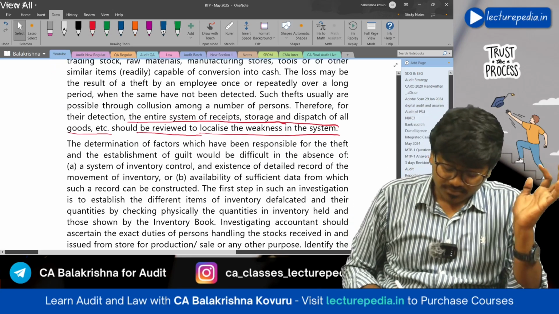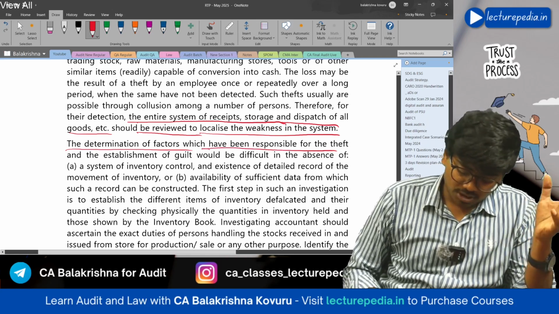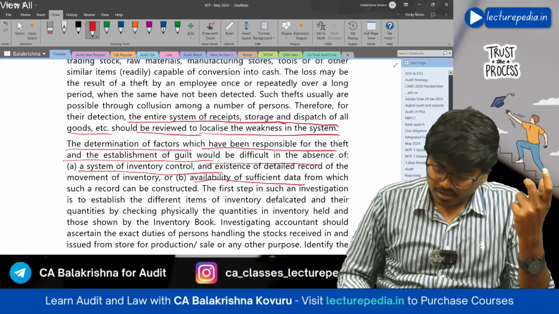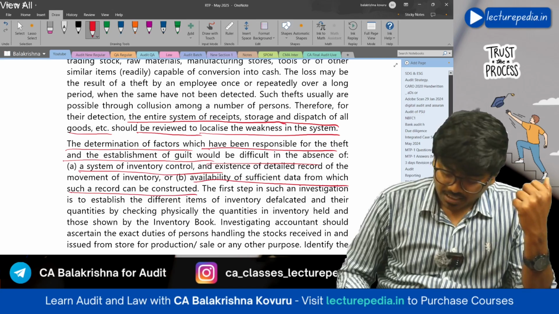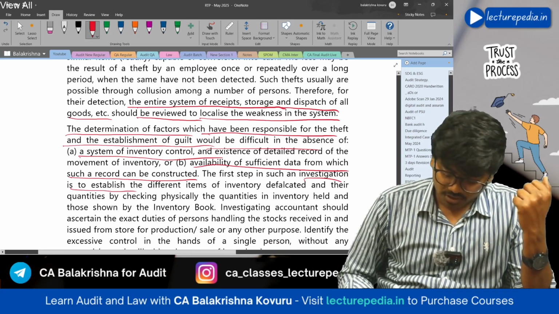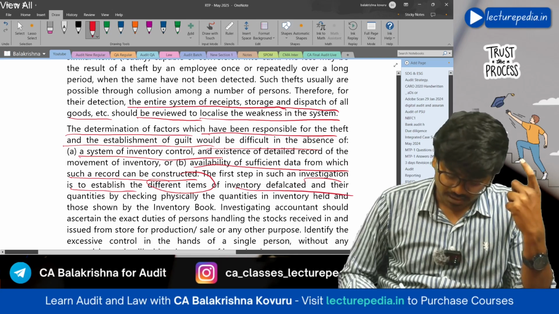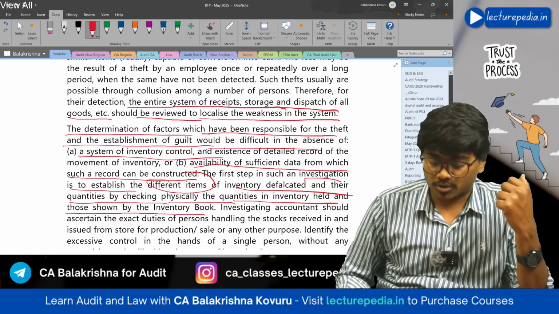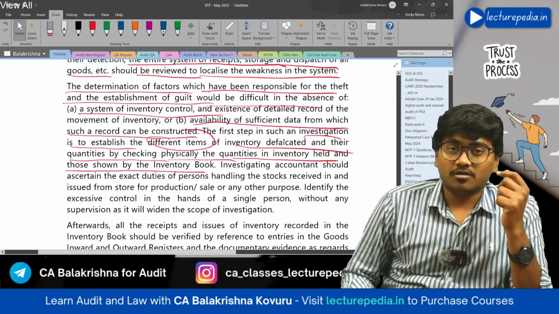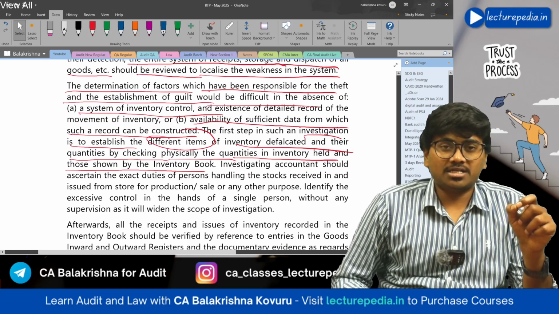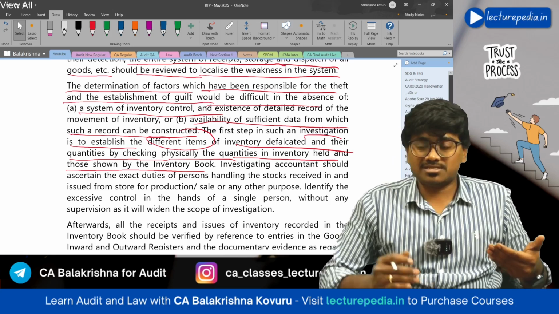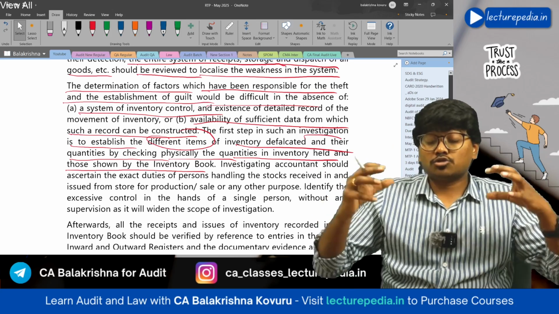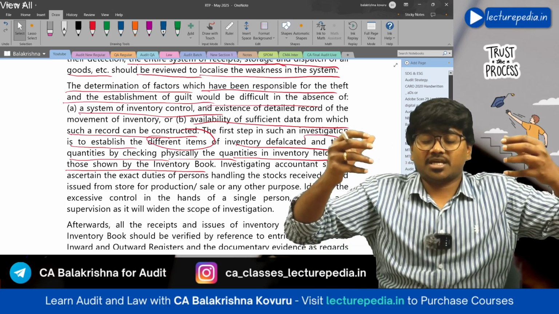Next, determination of factors which have been responsible for theft and establishment of guilt would be difficult in the absence of a system of inventory control or availability of sufficient data from which such records can be constructed. The first step in such an investigation is to establish different items of inventory defalcated and quantities by checking physically the quantities in inventory held and those shown by the inventory book. The next step the auditor will do is verify the quantities of inventories shown in books of accounts against the physical inventory, class of inventory wise, to identify in which inventory there is a discrepancy.